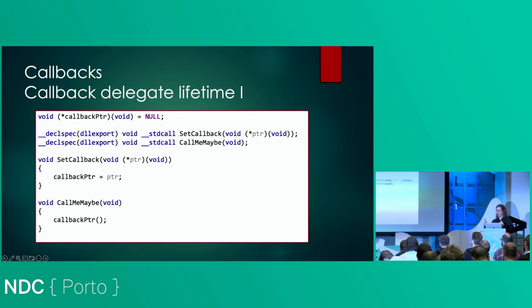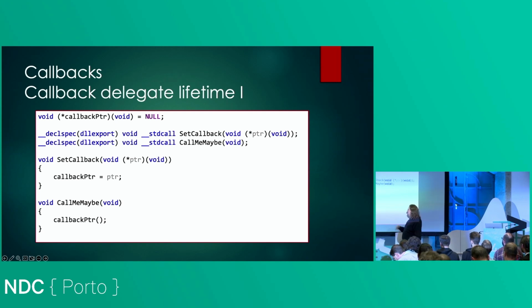I created what I think is the world's most pointless C library. It's this here. What this does is we have a global variable called callback pointer. So it's a pointer to a function pointer that is parameterless and void returning. So it just does something. And then I have set callback and call me maybe. You'll see where the maybe comes in. But yeah, this has something to do with the lifetime.